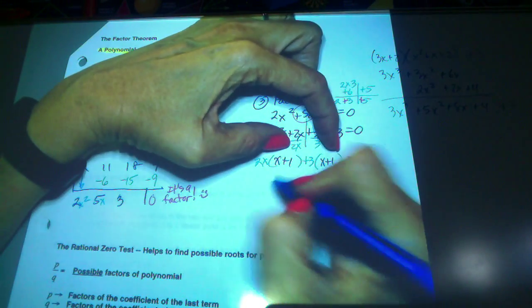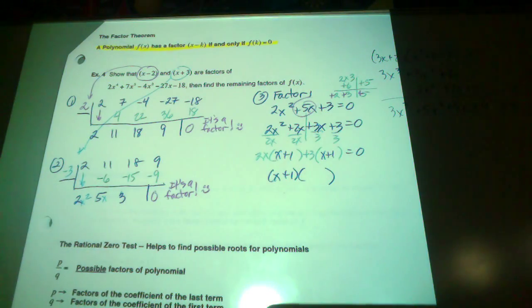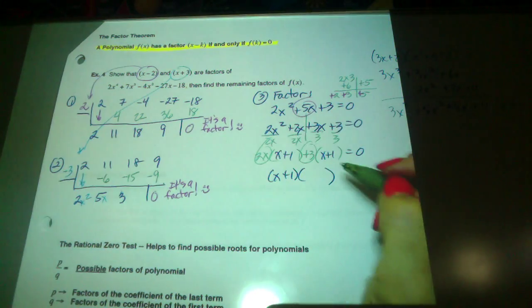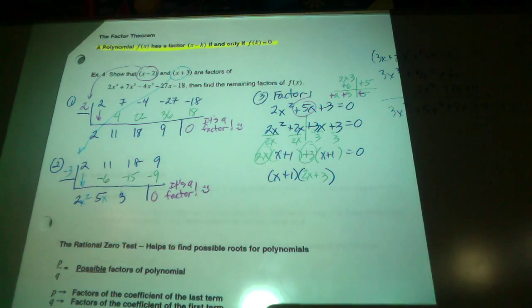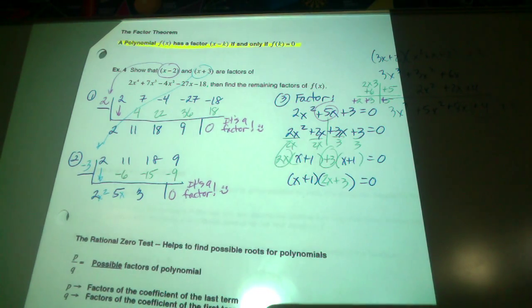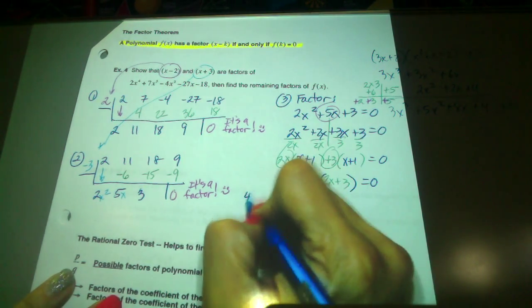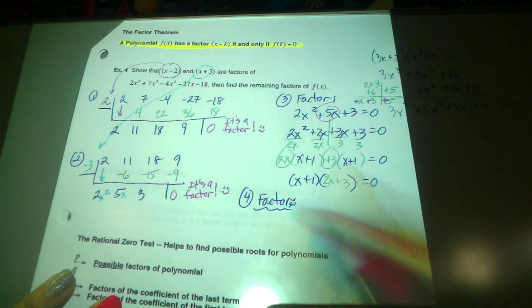Because these are the same in parentheses, you're going to take that out in front of parentheses, and then what you have left over, the 2x and the 3 in front, they get thrown away. So at this point, you could solve and find your zeros, but it didn't ask for zeros, it just asked for factors. So step 4, your factors, plural.